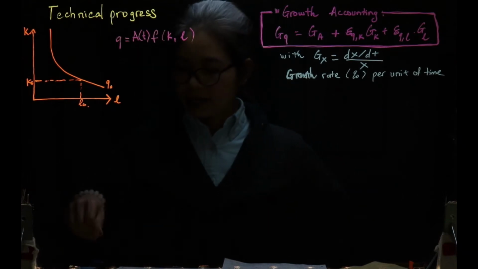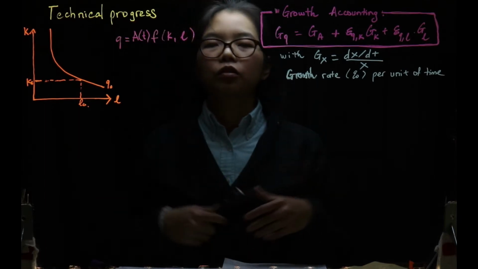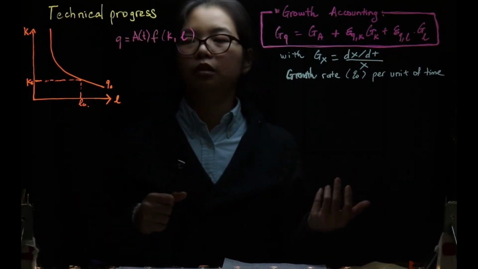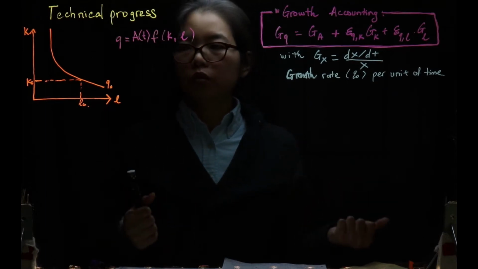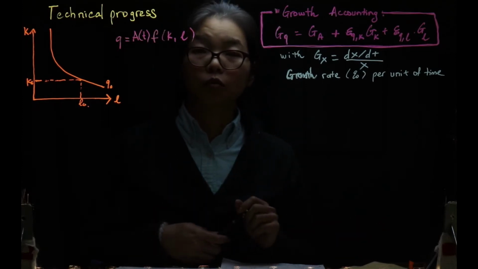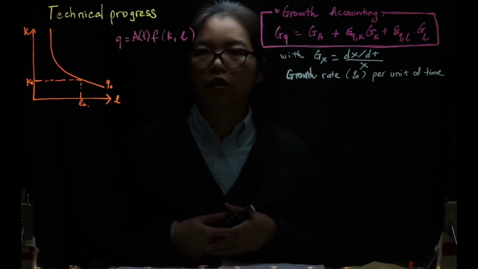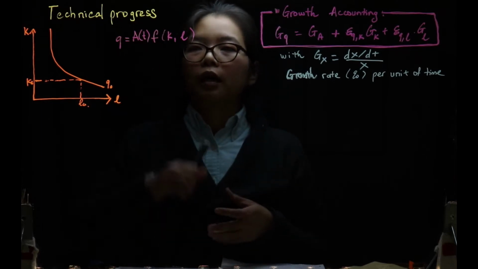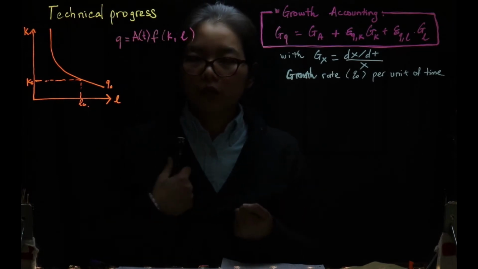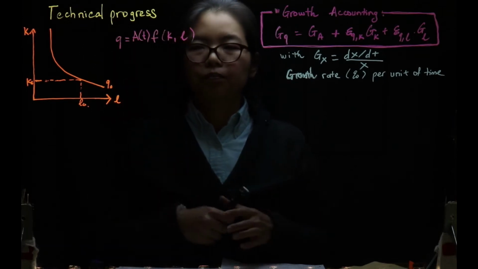Okay. The second item of this week is technical progress. So remember last week I mentioned that Thomas Malthus worried that when population grows too rapidly, then because of diminishing marginal productivity, the labor productivity will decrease. But that was not the case because the cross derivative of labor with respect to capital increases. So now that cross derivative positive is often associated with technical progress.